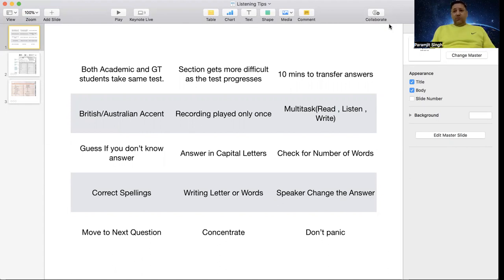And always move on to the next question, because for 30 minutes you have to concentrate very hard on your listening section and keep moving on to the next question. Don't skip back, because the recording will be played only once, and always concentrate. Concentration is the biggest power in your listening section. 30 minutes of concentration will get you 40 out of 40 in listening section. Complete 9 band and never panic. Okay, so these are certain tips which you must keep in mind while you are giving your listening test.